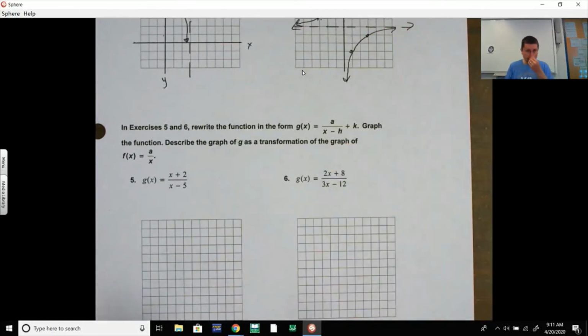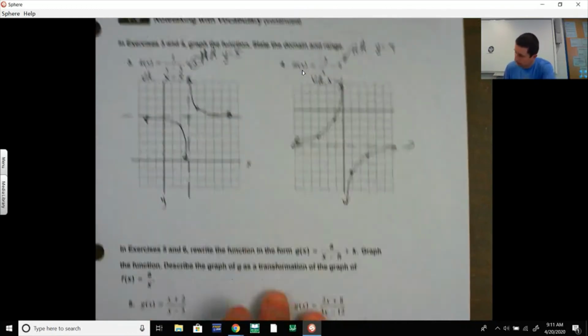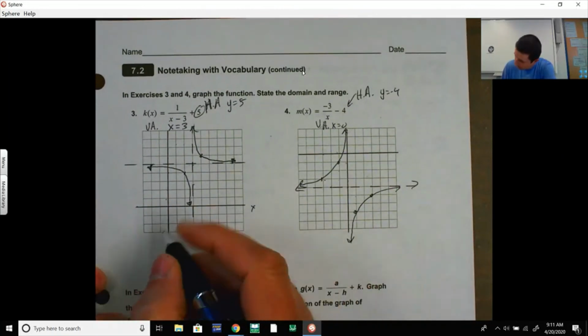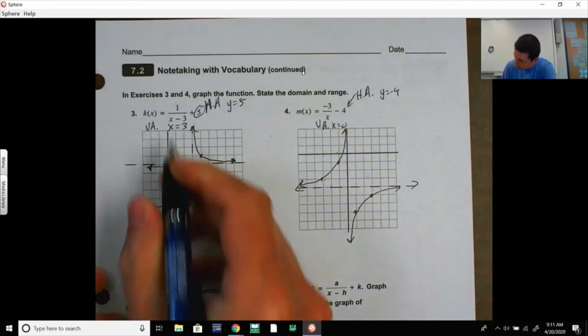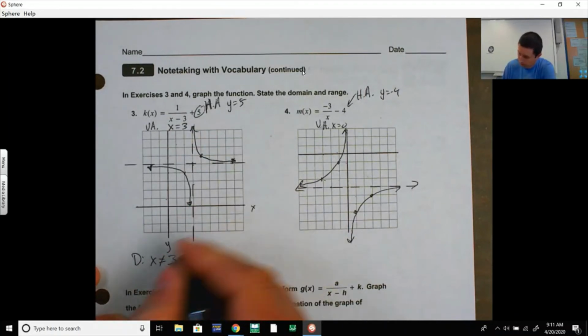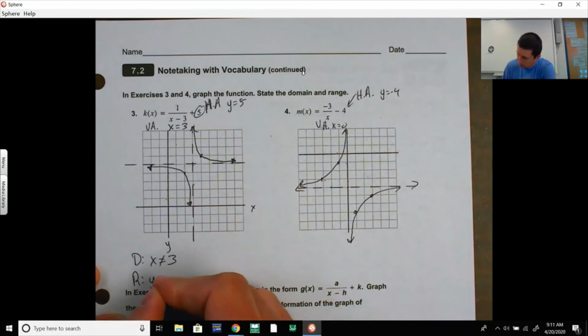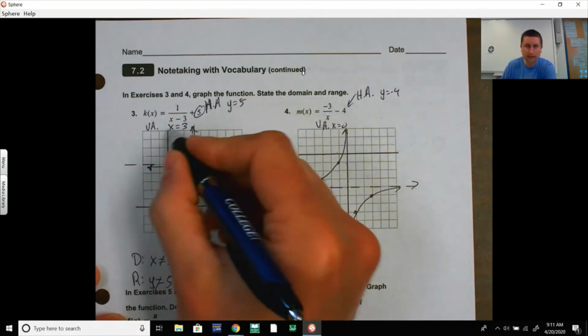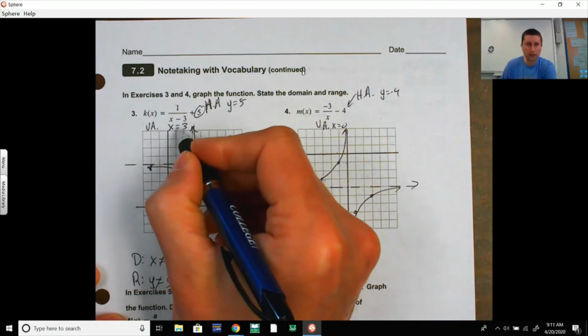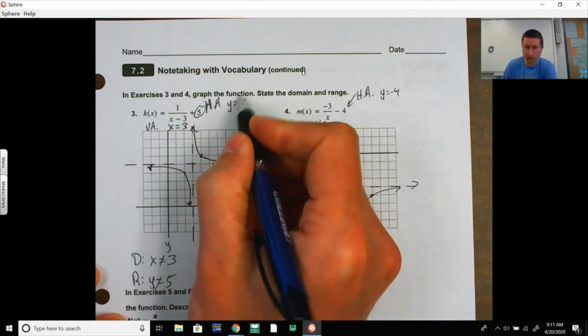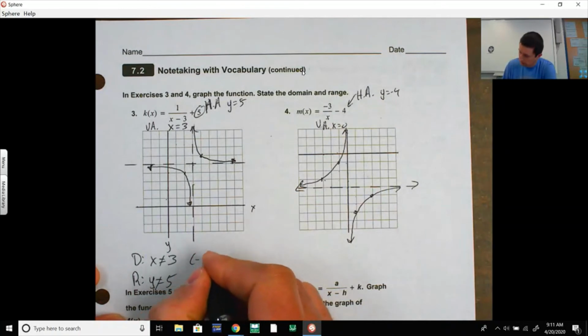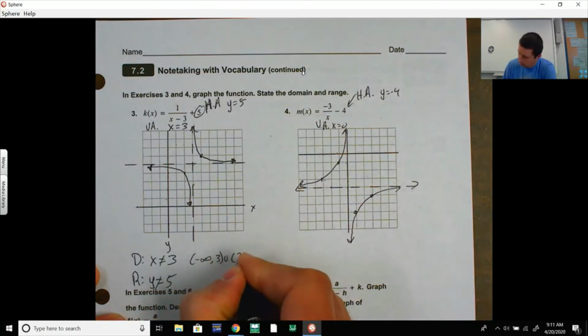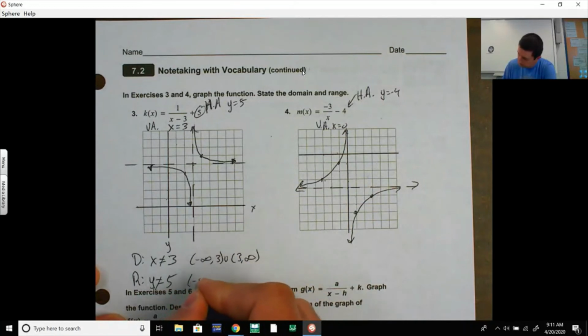Okay, rewrite the function in the form a over x minus h plus k, then graph the function. Describe g as a transformation of your parent function. Oh, we need to state the domain and range here. Sorry, go back up here. Domain is going to be x cannot equal wherever the asymptote is, 3. So x cannot equal 3. The range, y cannot equal wherever that 5 is. So basically take these. This is going to be your domain except with the not equal sign. This is going to be your range but with a not equal sign. If you want interval notation, that'd be negative infinity to 3 union 3 to infinity. Negative infinity to 5 union 5 to infinity.